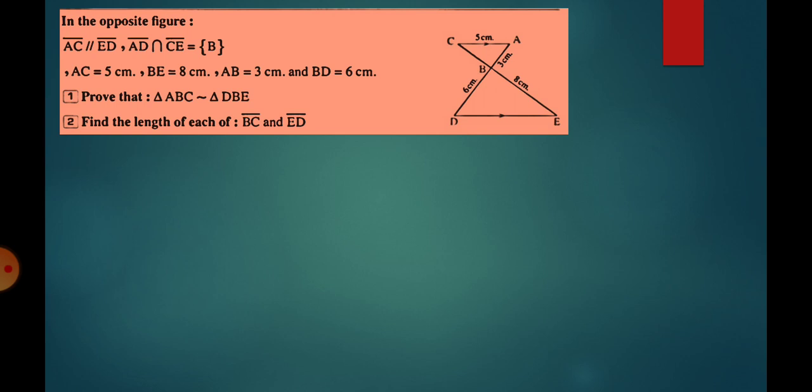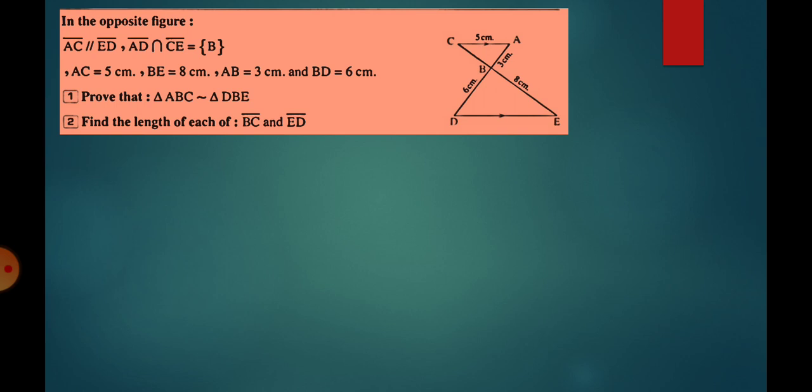Example: AC is parallel to DE. The length of AC equals 5, BE equals 8, AB equals 3, BD equals 6 centimeters. Prove that, number 1, the triangle ABC is similar to triangle DBE. Number 2, find the length of BC and the length of ED.